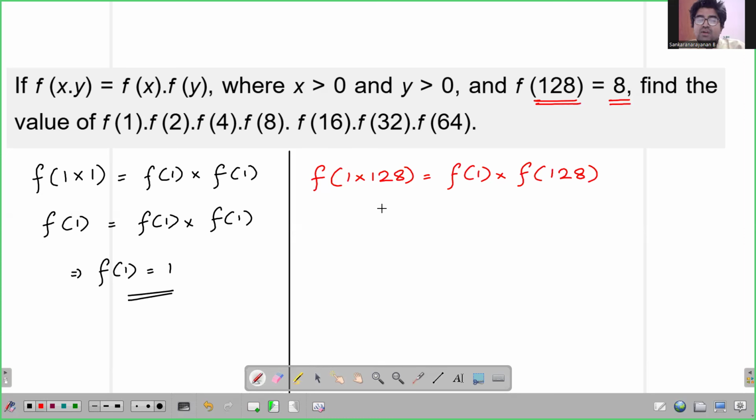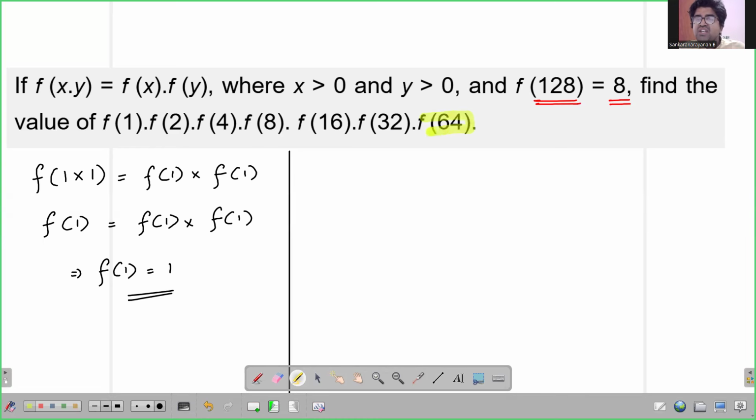So can I not see that 8 is equal to 1 into 8? It satisfies the condition. I hope that it's clear to you. f of 1 is equal to 1, I'm just proving it to you, and f of 128 is equal to 8. So I can see that this works perfectly fine here. Okay.